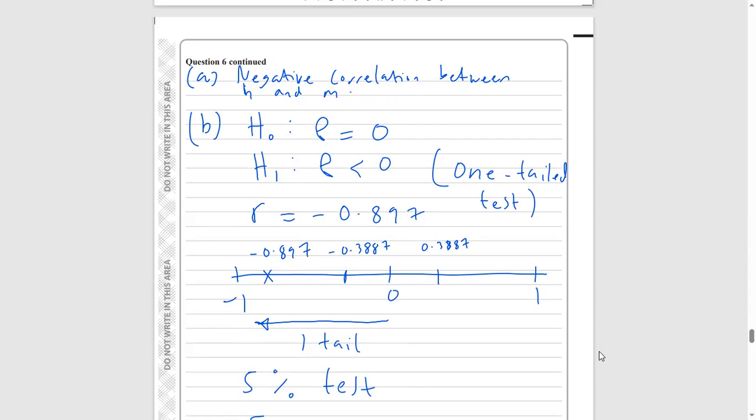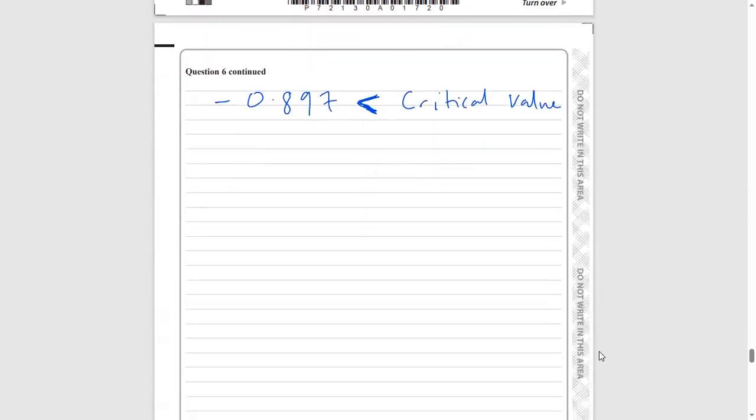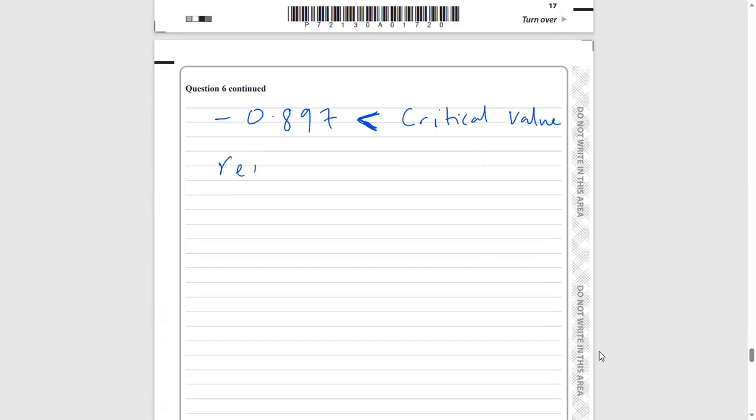So our initial assumption when we did this calculation was that there's no correlation, but the data is suggesting that there is a negative correlation, because our correlation coefficient is more negative than the critical value. So it's a stronger negative correlation than the critical value's correlation. Therefore, we're going to reject the null hypothesis. So we're going to reject H0.